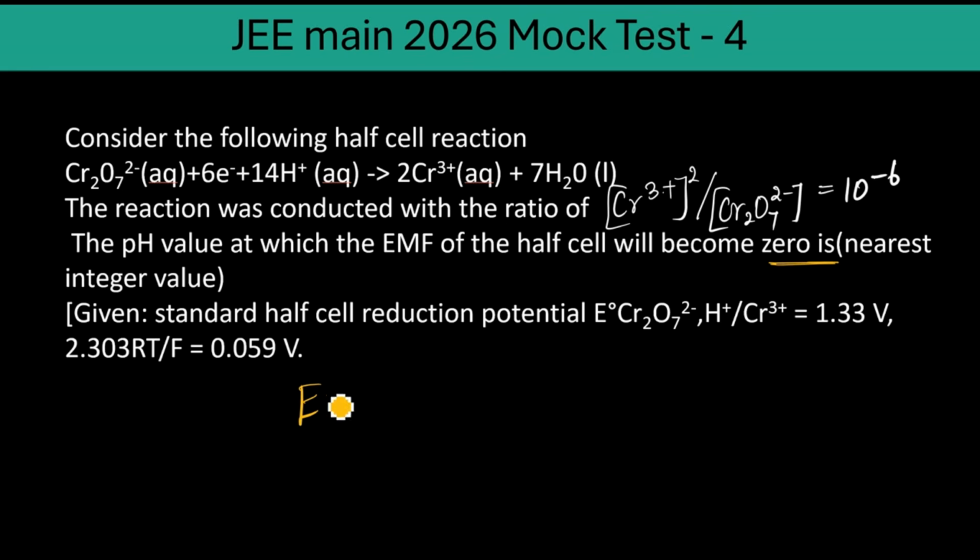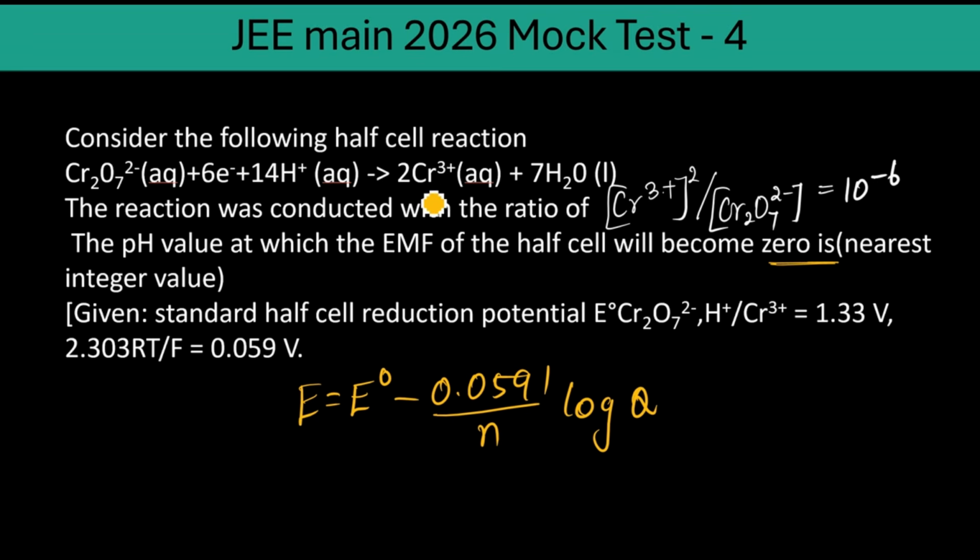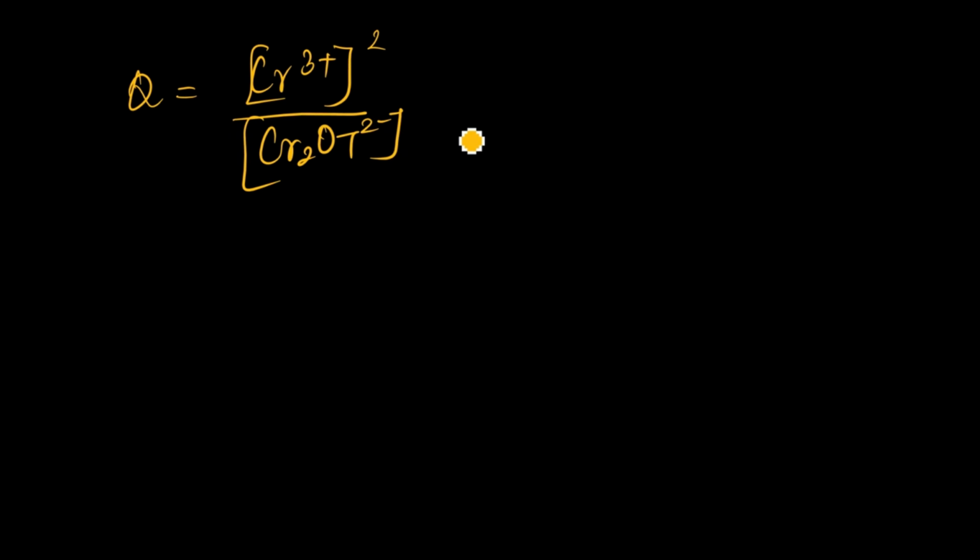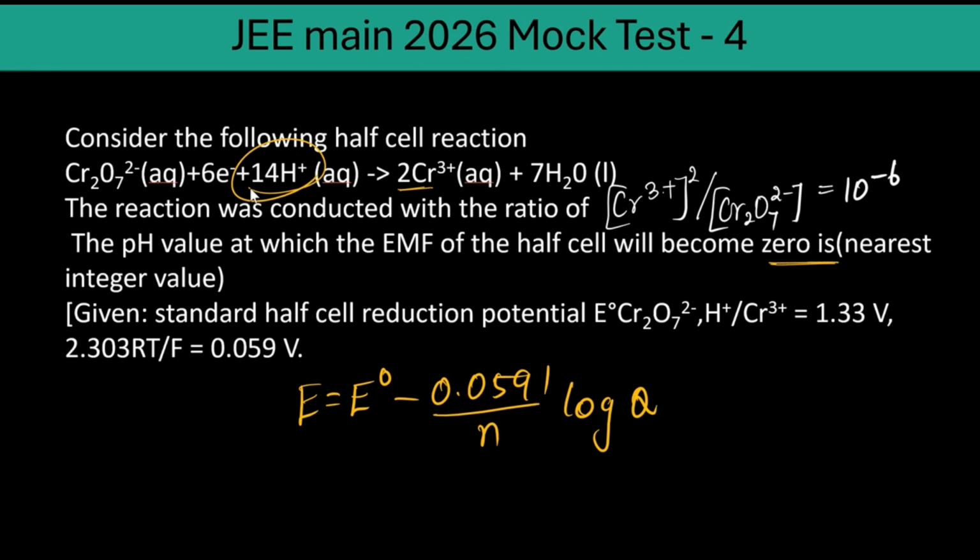So we can start by using the Nernst equation. E is equal to E naught minus 0.059 by n log Q. So what is the n value? How many electrons have been exchanged here? 6 electrons, right? Cr6+ to Cr3+, and 2 chromium are involved, so 6 electrons over here. And what about the Q value? Q is equal to Cr3+ squared by Cr2O7 2-, correct? And then we also have H+.